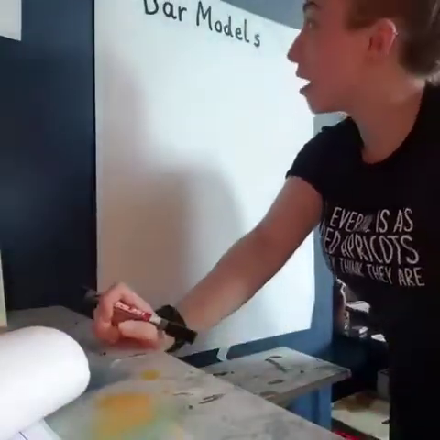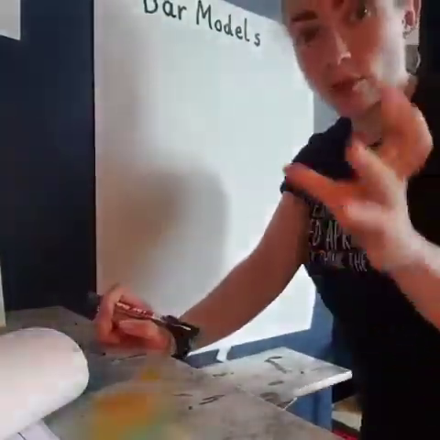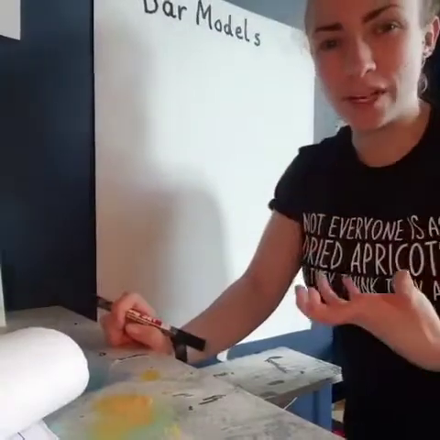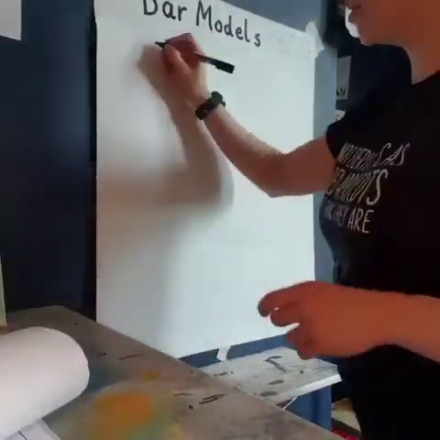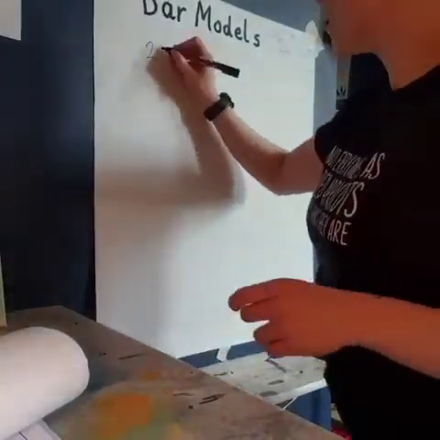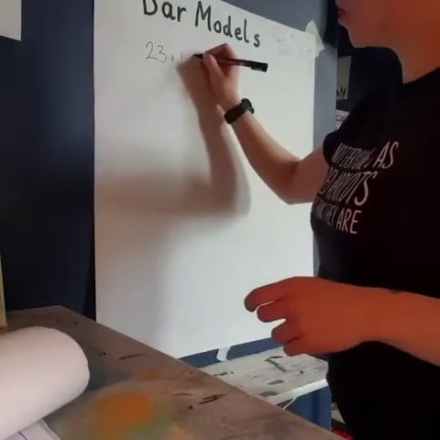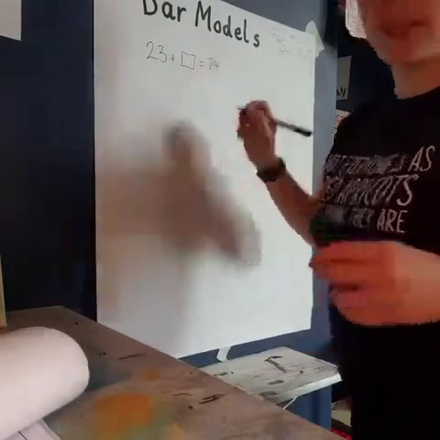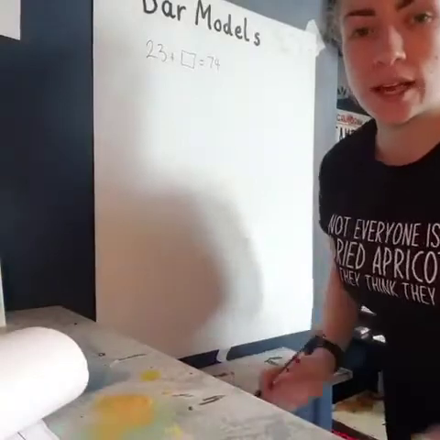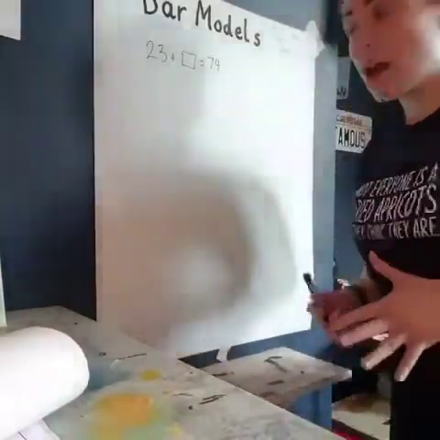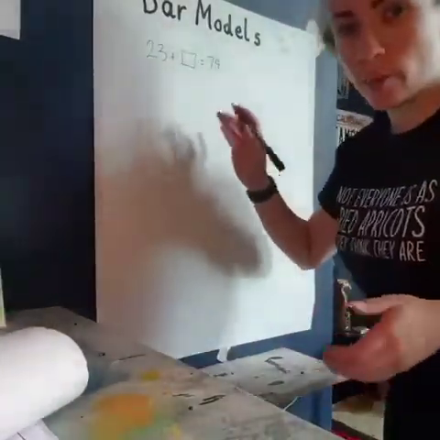So first thing we're going to try is an addition question where we've got a box in the middle that we need to find the answer to. For example, we'll go with 23 plus box equals 74. So we need to make sure we understand what we need to do to get there. So what we're going to do is we're going to put this into a bar.